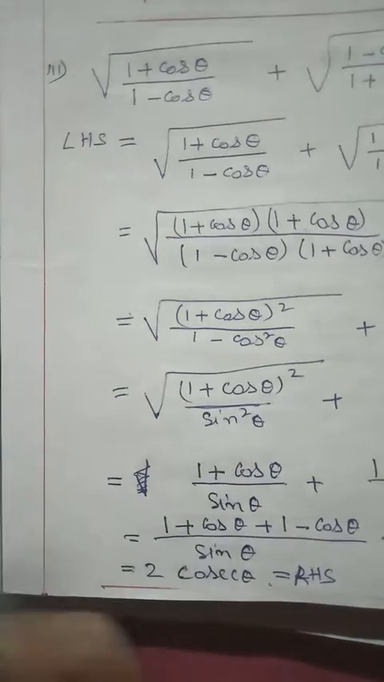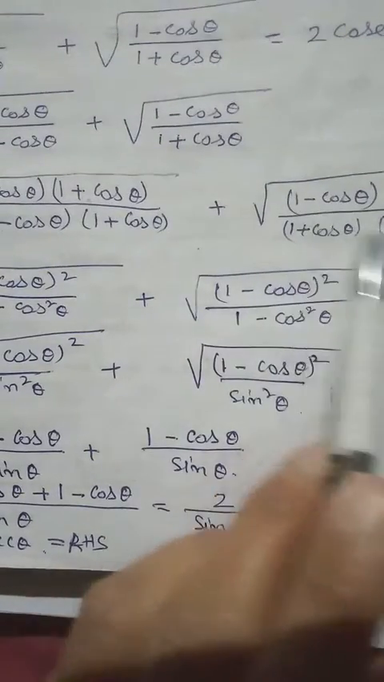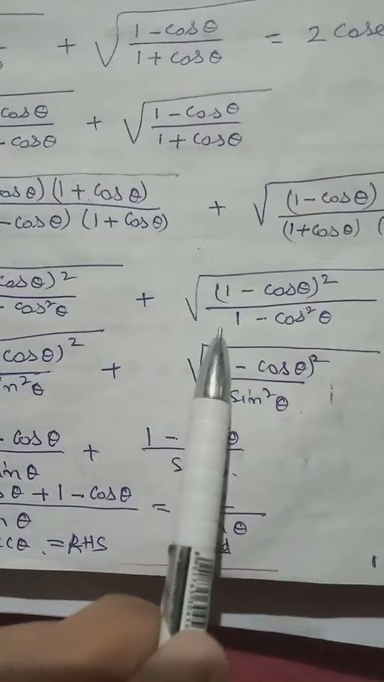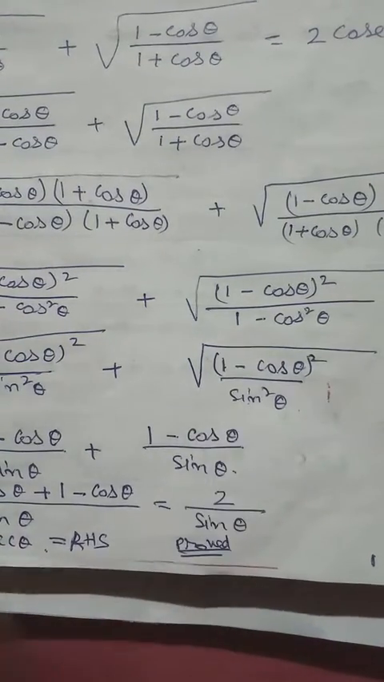It will become sine square theta. The other side also same. Both minus, we can write whole square. Here we have a minus b whole square. Then we can replace it to sine square.